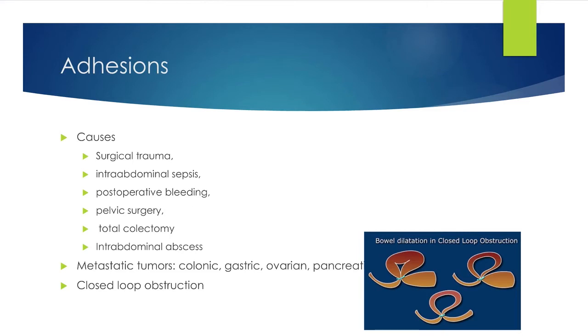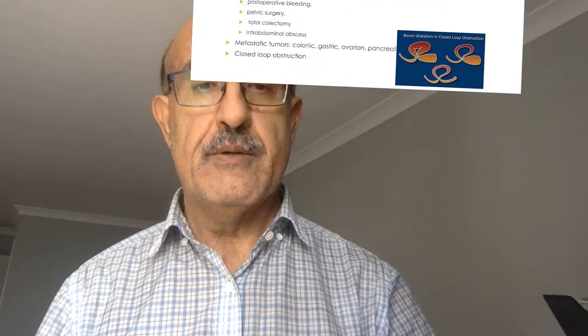It is of significant importance for us to know that sometimes we get a closed loop obstruction. As I can show you here, you see that the bowel gets blocked at 2 points where a loop will become completely entrapped by the adhesions, and that is a surgical emergency, usually this does not rectify itself without surgery, and we will elaborate on that a bit later.